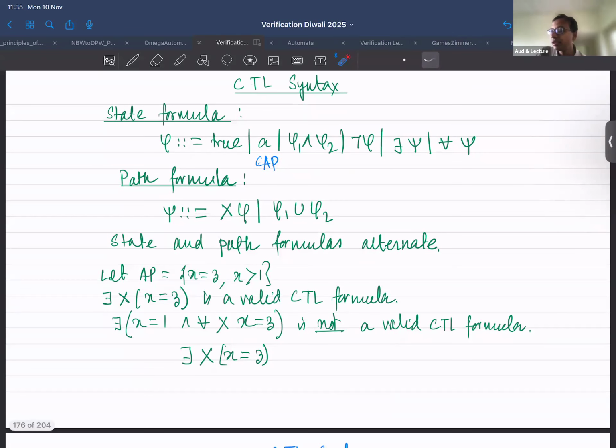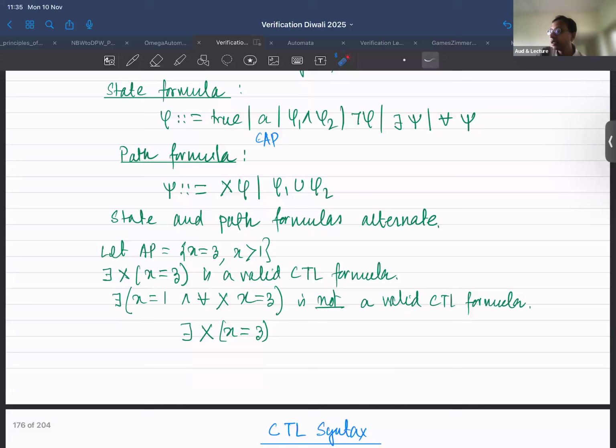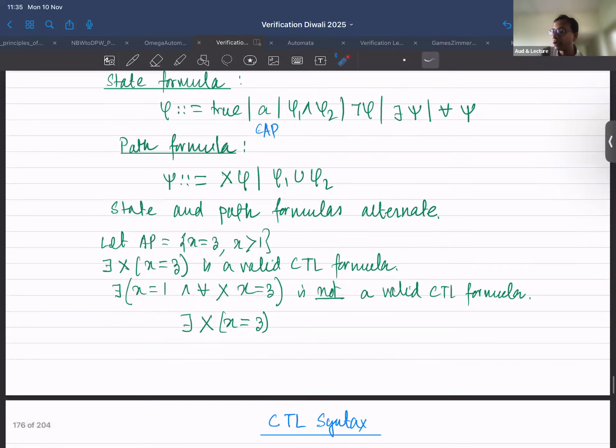Okay, so the path formula is like this. This is just similar to LTL. You have next of phi or phi 1 until phi 2. Okay, and then as you see here, you have the state formula, and then there exists, and then there is a path formula, and in that path formula you have next or until, and then there you have a state formula. So the state and the path formula alternate.